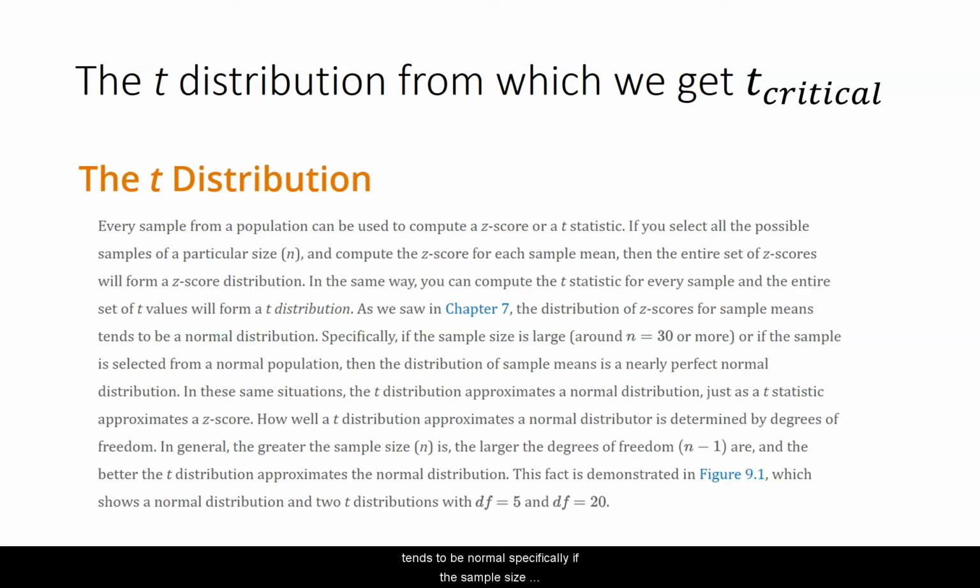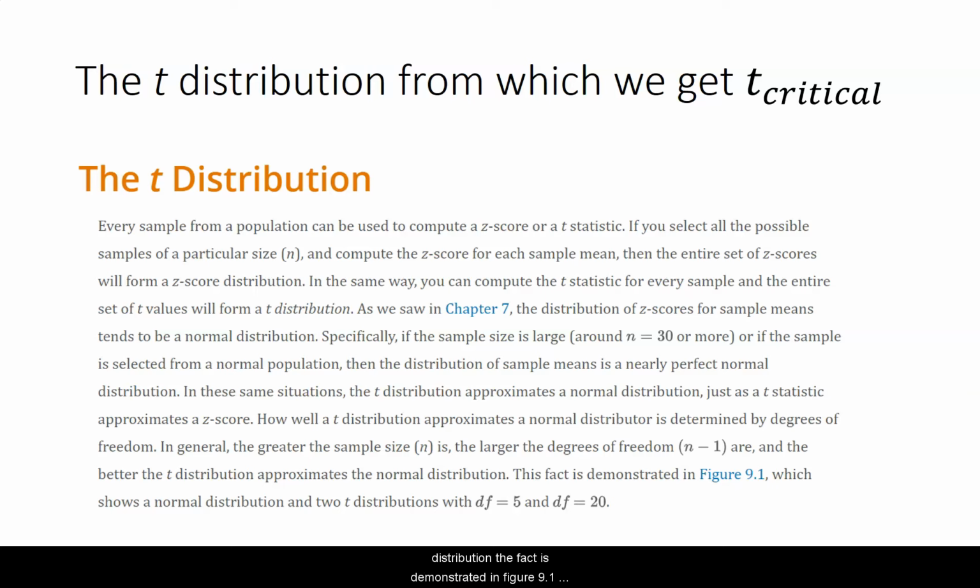As we saw in Chapter 7, the distribution of z-scores for sample means tends to be normal, specifically if the sample size is large, or if the sample is selected from a normal population, then the distribution of sample means is nearly a perfectly normal distribution. In these same situations, the t distribution approximates a normal distribution, just as t approximates a z-score. How well a t distribution approximates a normal distribution is determined by degrees of freedom. In general, the greater the sample size, the larger the degrees of freedom, remember it's just n-1, the better the t distribution approximates the normal distribution.